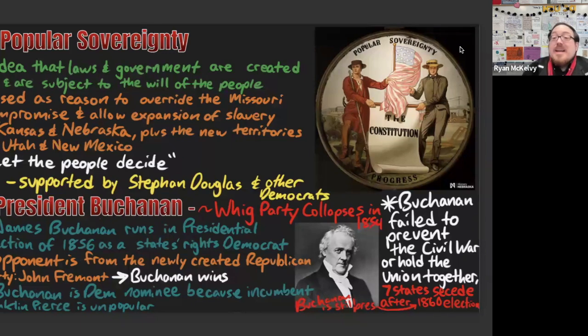He is unpopular. He does not win re-election, and during his presidency, the country will pull itself apart over the issue of slavery, and he does nothing to stop it. He's, in my personal opinion, probably one of the worst presidents we've ever had. And he will actively do nothing while states begin to secede from the Union after the 1860 election.